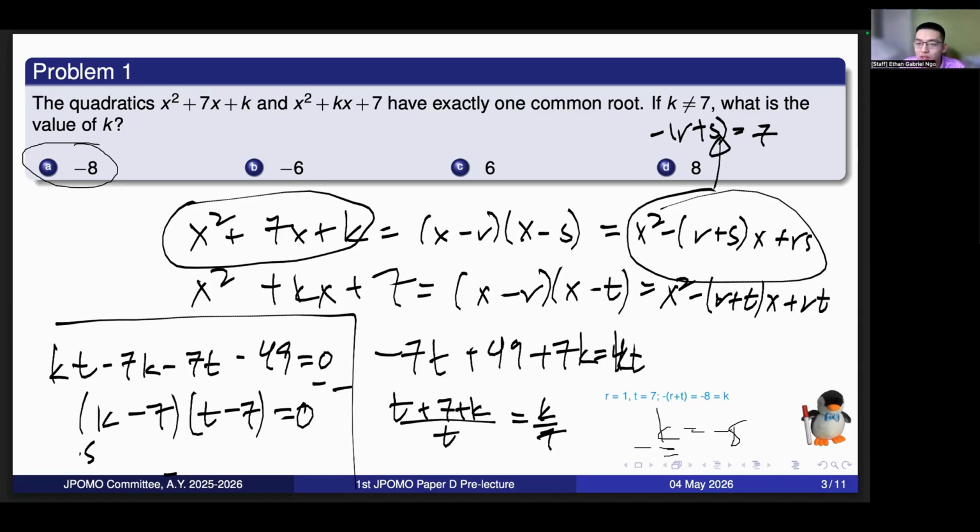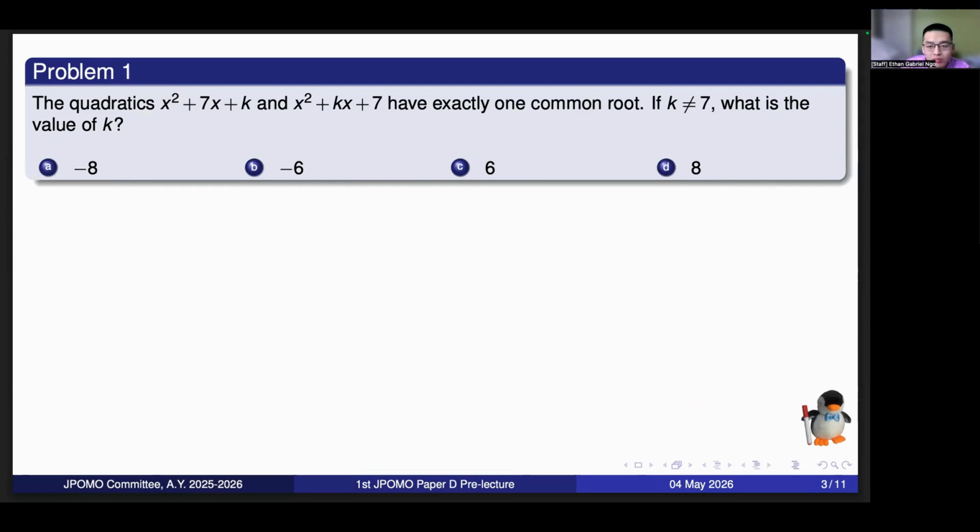Is everyone able to follow, or do you want to ask something? Okay, able to follow. That's good. Is there anyone else who's confused on this problem? None. That's good.